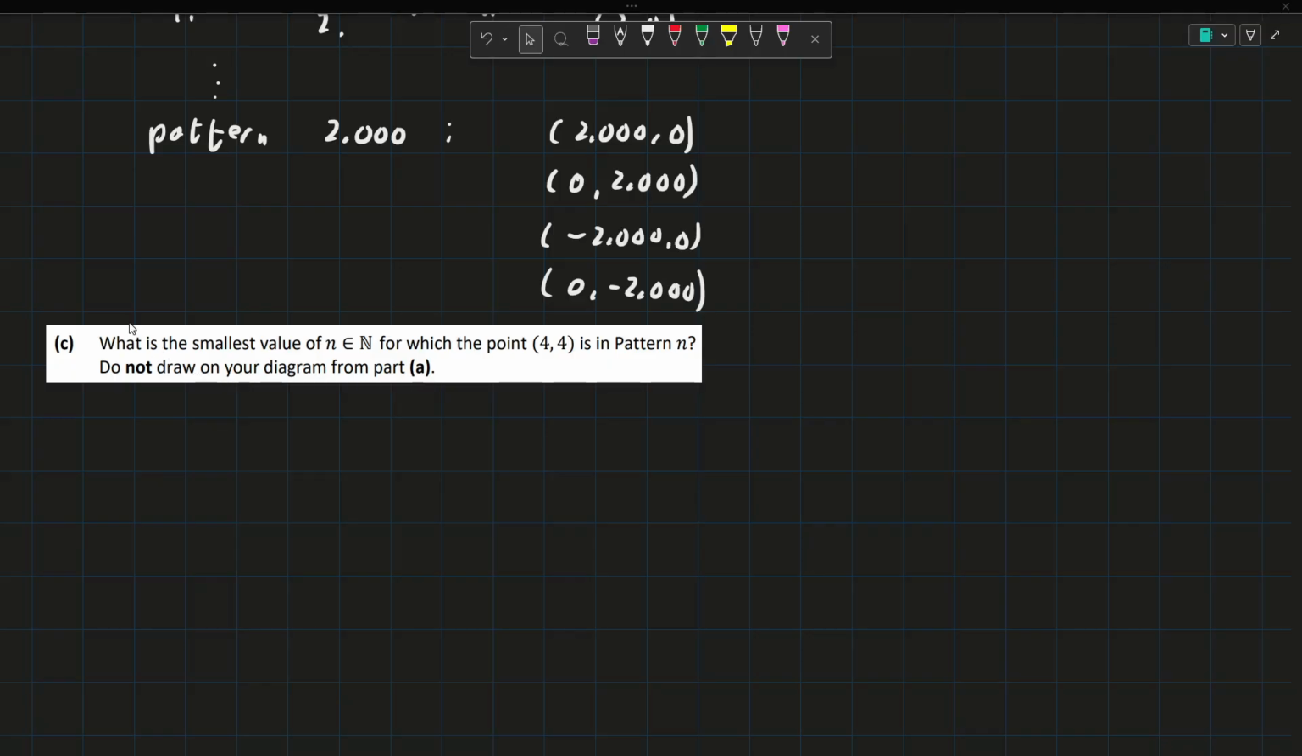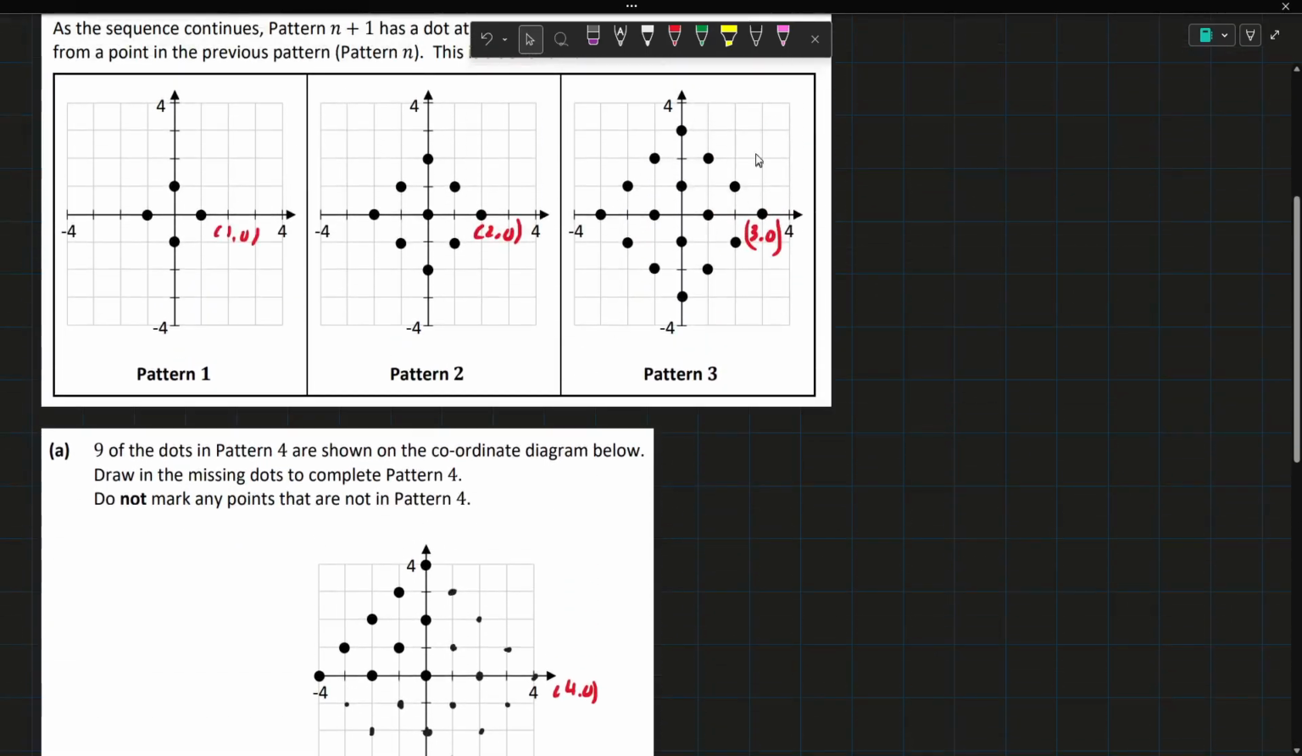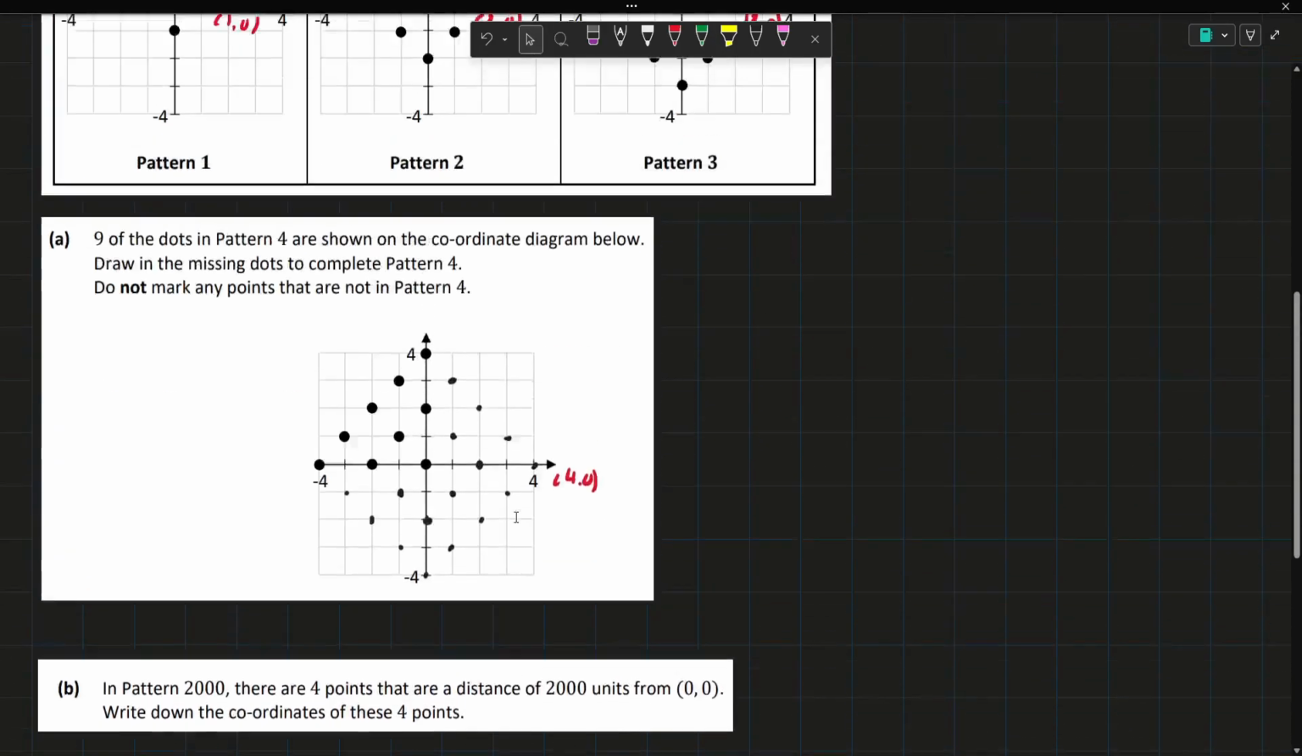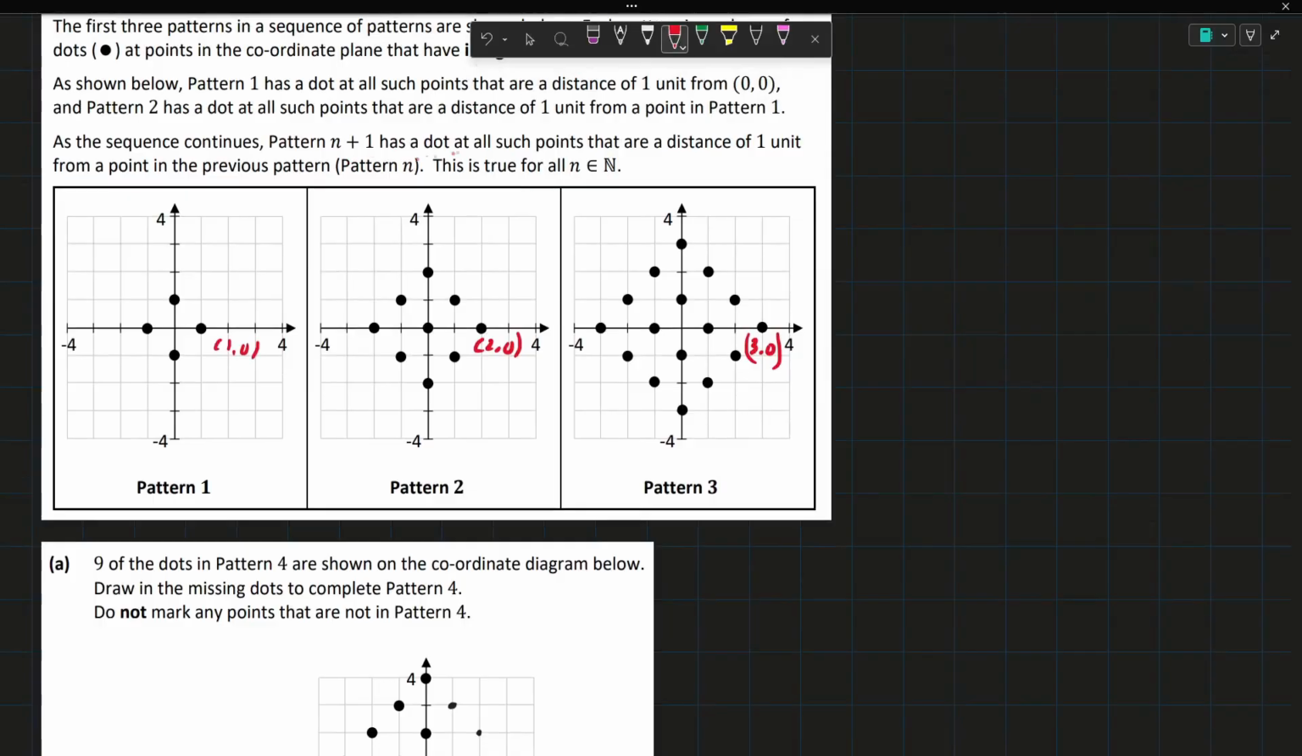In part 3, we're asked to find the smallest value of n for which the point 4, 4 is in pattern n. Again, if you're not sure what to do for a question like this, you look at the previous ones and see if we can spot any patterns. Notice that this number is the same as this number. So let's go back and see if we can see any of the same things.